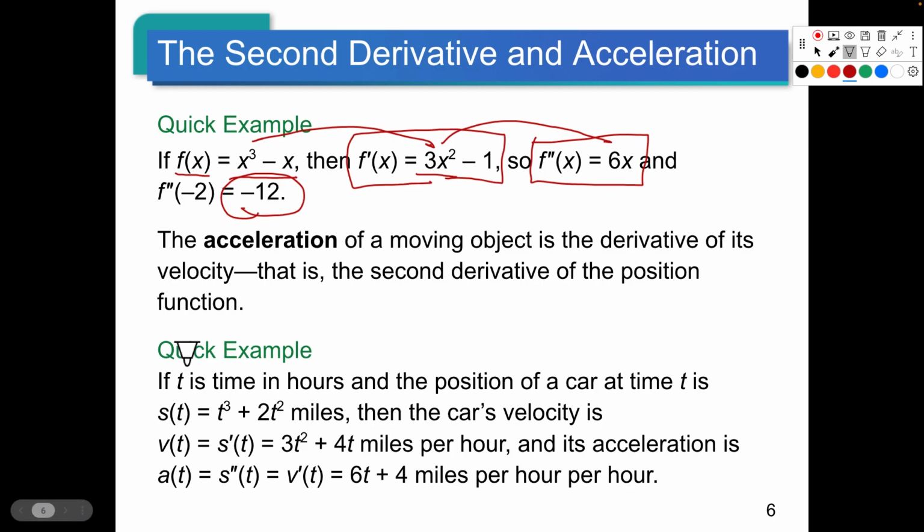Okay, and again, a quick example down here, we'll actually go through a homework problem. You start off with a position function, you take its first derivative, that gives us velocity, take that derivative, that's your acceleration. That's what we're going to be using in here, and if they give you a value, you plug it in. If not, it's a function.